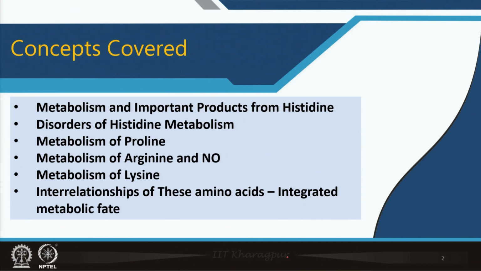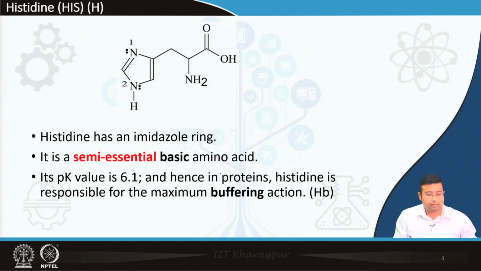We have a lot to cover and these are the concepts that we will be discussing today. We will be discussing the important product from each of these amino acids. We will be discussing the metabolism of each of these amino acids. For example, for arginine we will be discussing nitric oxide, for histidine we will be discussing histamine. We will be discussing how all these amino acids are connected, what is the interrelationship among them and their integrated metabolic fate. So, let us start right away.